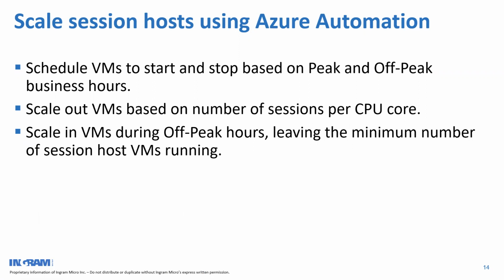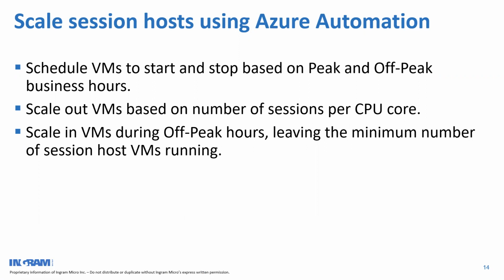The second is scale out VMs based on number of sessions per core. Now, as you just saw, we can set the maximum session limit, that's with respect to load balancing. When it comes to auto scaling, there's a different parameter where you can set the number of sessions per core. Let's say your session host is 2 core or 4 core or 6 core, you can say each core can accommodate 1, 2, 3, 4 or any number of users.